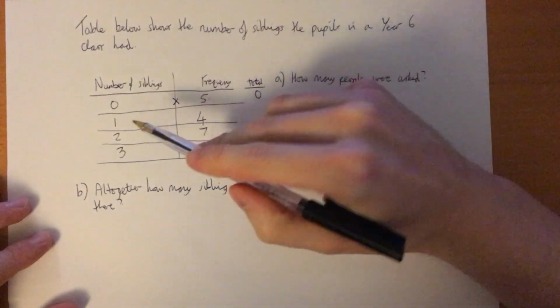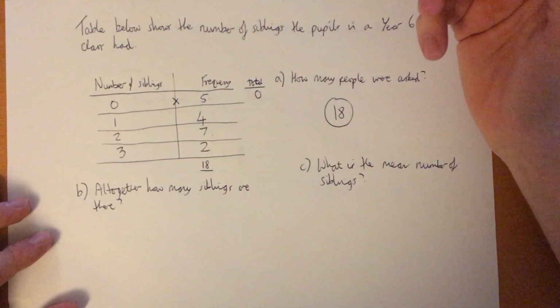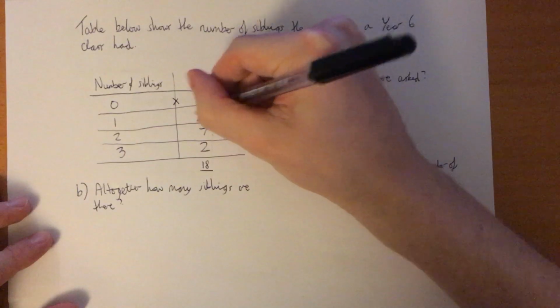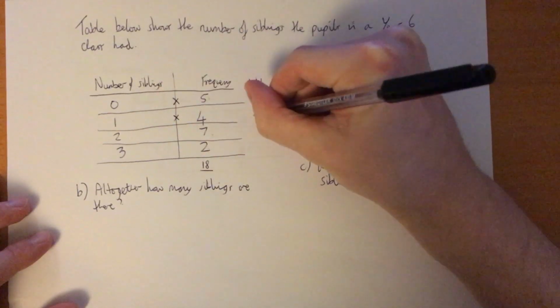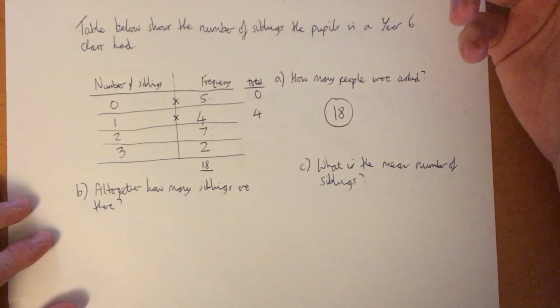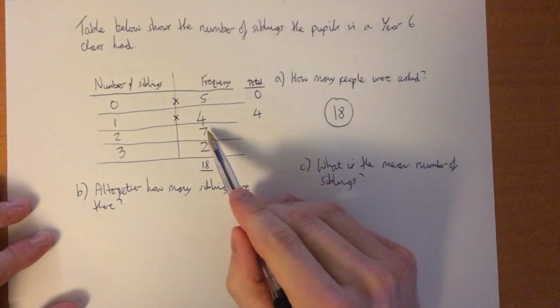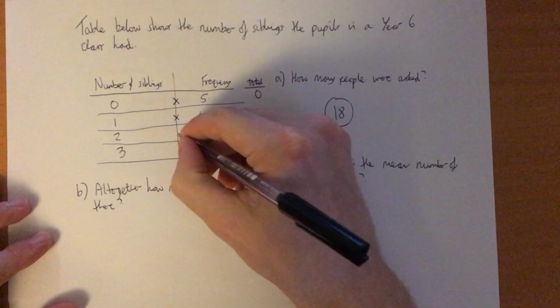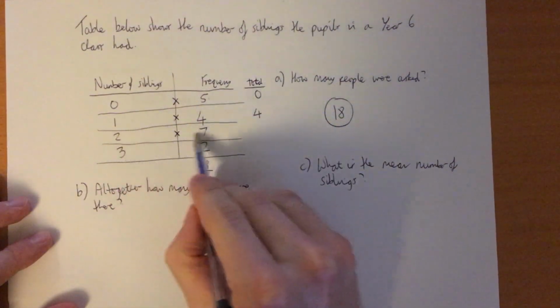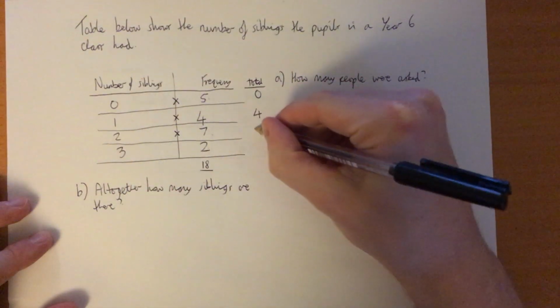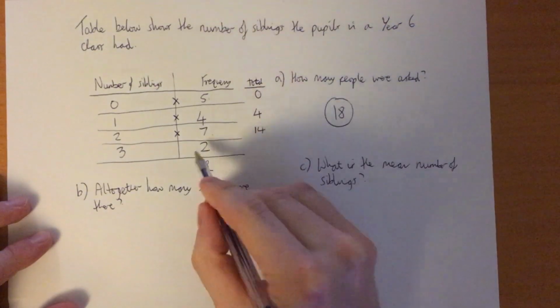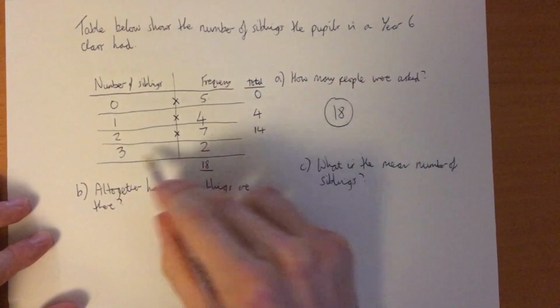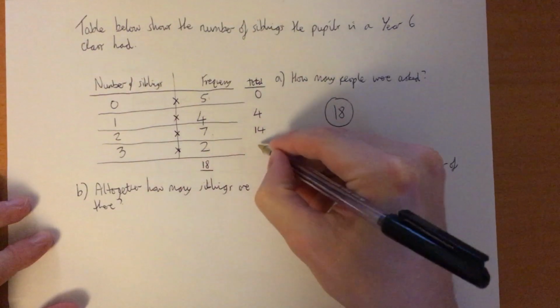4 people had 1 sibling. So in total, 4 times 1 is 4. So far, we're on 4 siblings for the whole class. But 7 people had 2 siblings, which means that if I multiply them together, there was 14 siblings there. And lastly, 2 people had 3 siblings, so therefore I would multiply that to get 6.